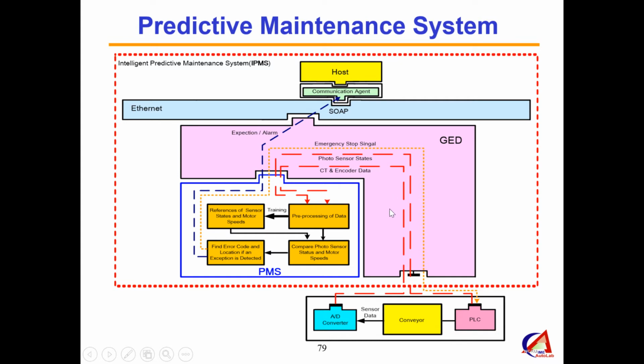After training, during running, if data comes in, and we have the reference shown here, we just compare those two. You see, compare photo sensor status and the motor speeds. If they are the same, it's healthy. If not, then something is wrong there. So you see, find the error code and the location if an exception is detected. We just use this kind of physical meaning to try to find the cause of the exception and the error. After finding out the cause, it will trigger and send the alarm out. So that is the predictive maintenance.